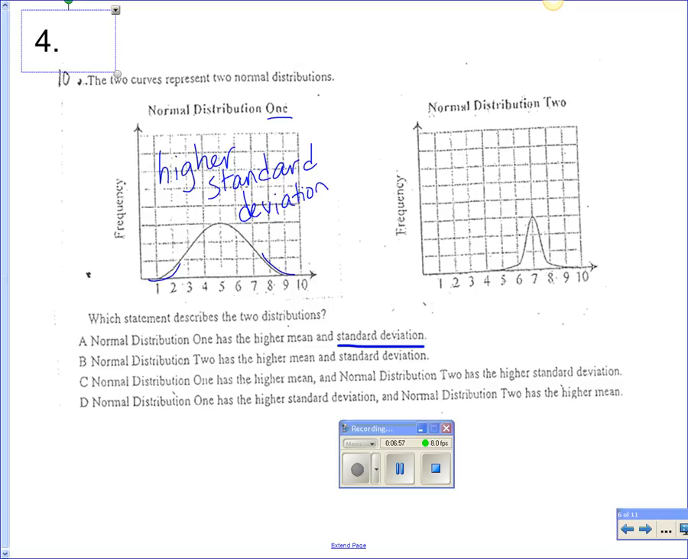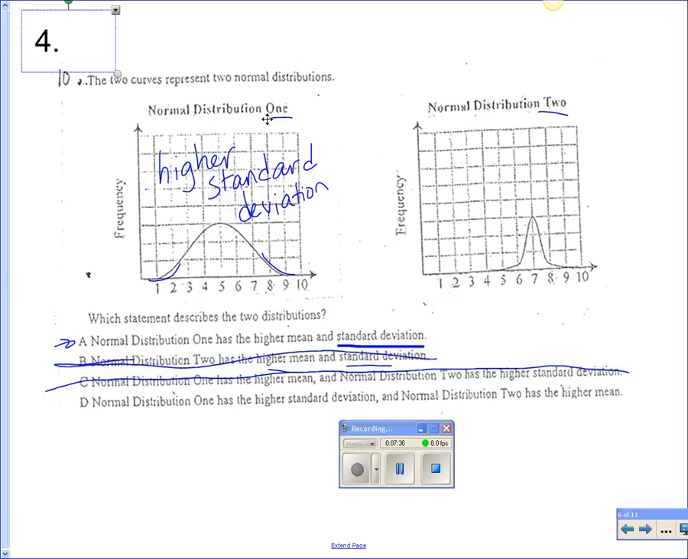Okay. So A says normal distribution 1 has the higher mean and standard deviation. Well, let's talk about mean in a minute. We do know that normal distribution 1 has the higher standard deviation. So let's keep that answer choice for a minute. B says normal distribution 2 has the higher mean and standard deviation. Well, we know 2 does not have the higher standard deviation. So we know we can strike out that answer. C says normal distribution 1 has the higher mean. Again, we'll talk about that in a minute. And normal distribution 2 has the higher standard deviation. We know that's not true.